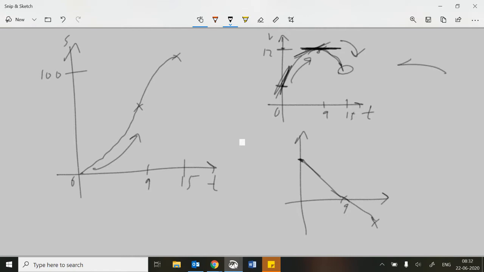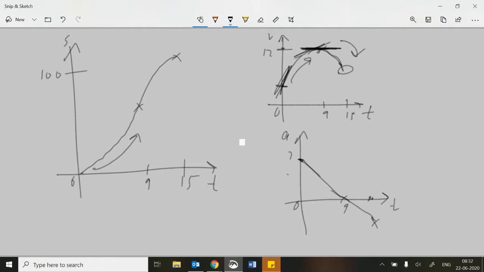Okay, now if we differentiate a quadratic, we're going to get a straight line graph, and the straight line graph is going to look something like this. Now, I don't know what the numbers are on the side here, but I know obviously that's 15 seconds there, and then we start at 0. So the acceleration time graphs are always quite tricky to draw, in fact.